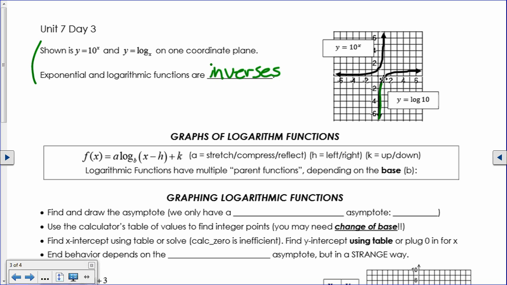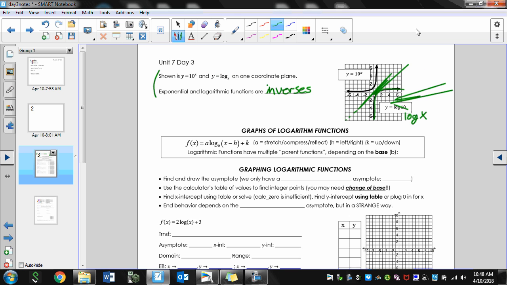The log is the inverse of that. And actually, I typed this out wrong. It should be just log of x. I don't know why I wrote log 10. It's log base 10 of x. So the log looks like the exponential after it's been reflected over this diagonal line.